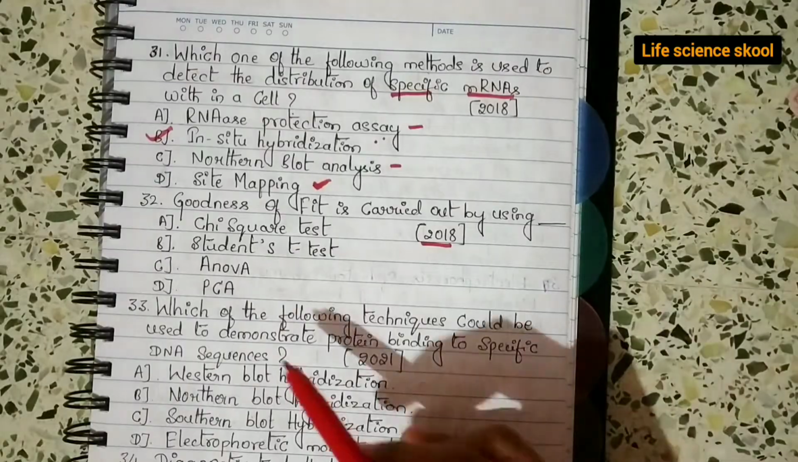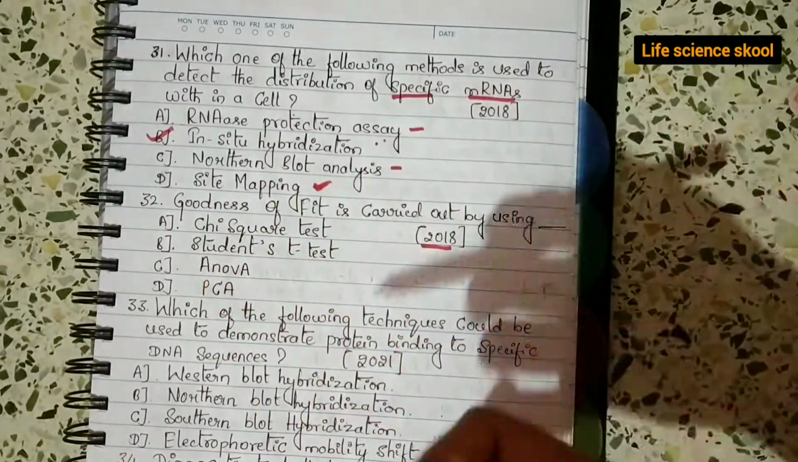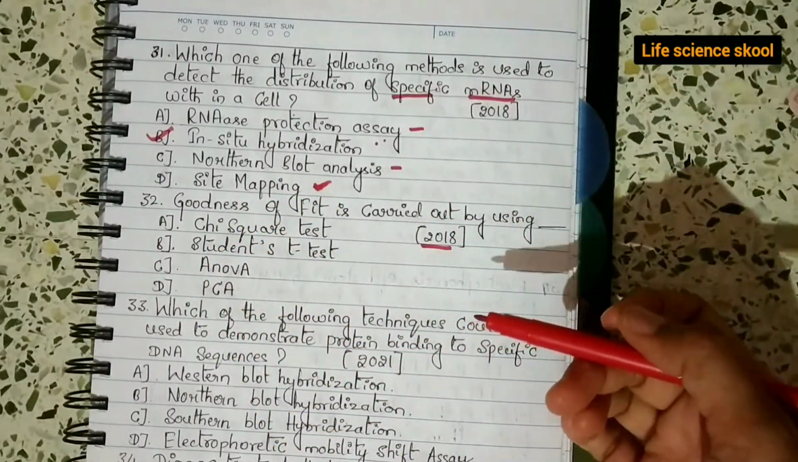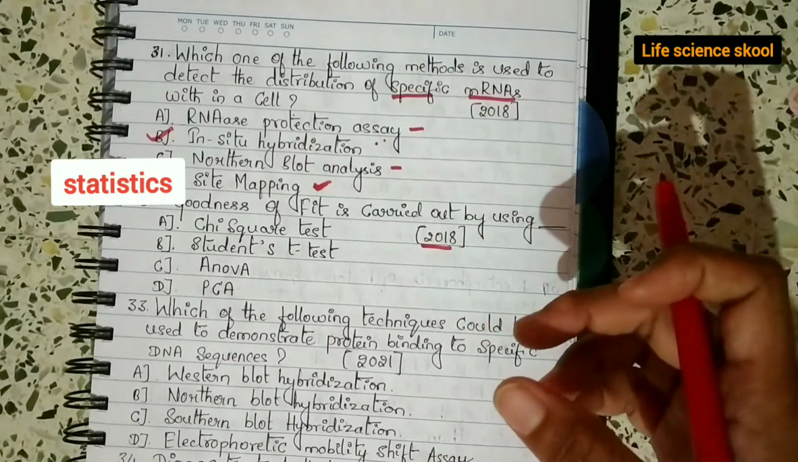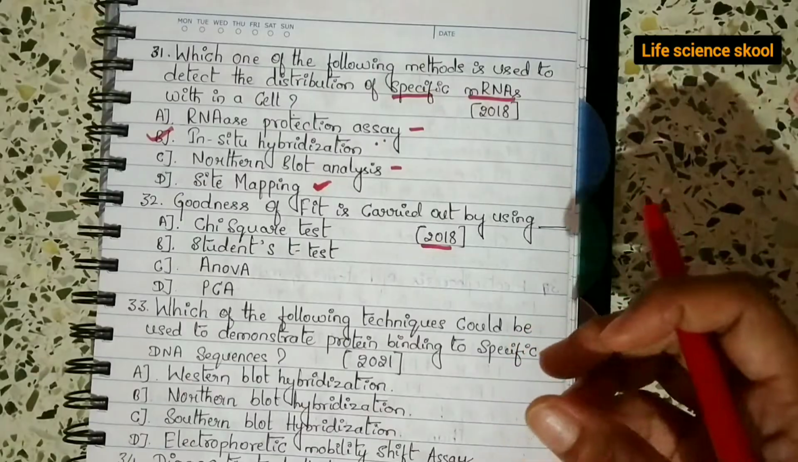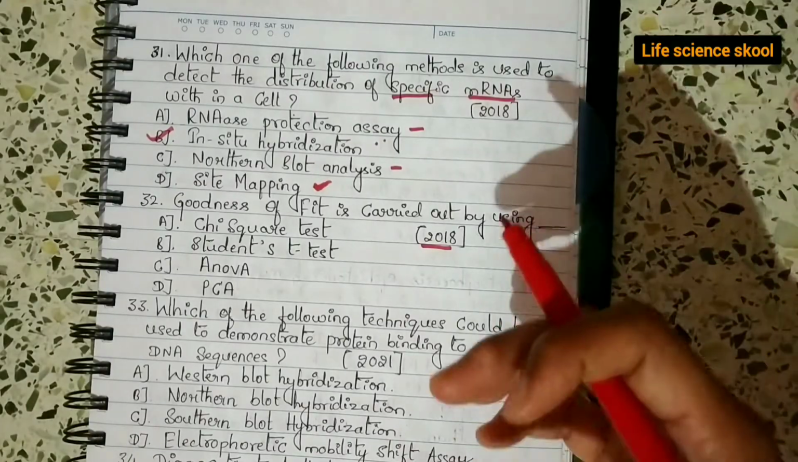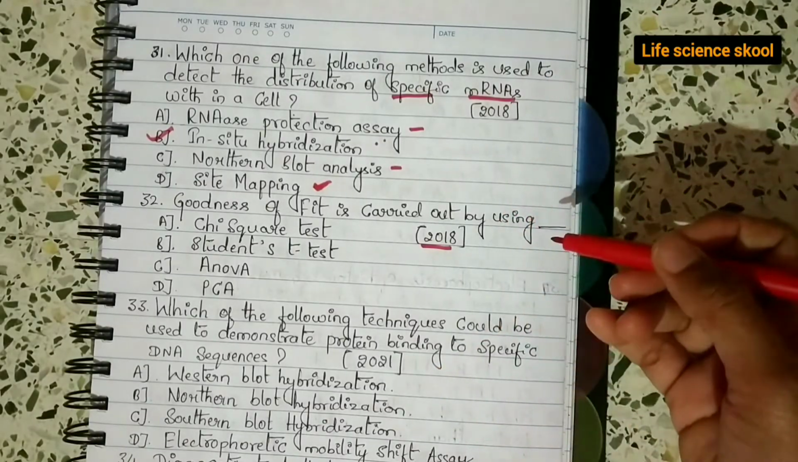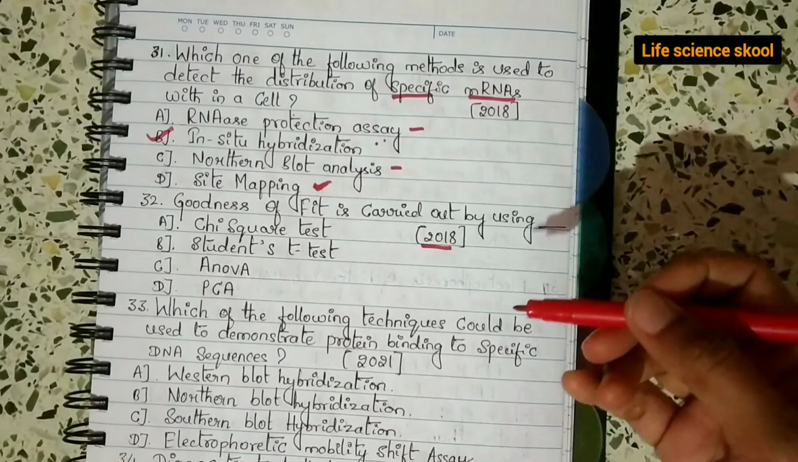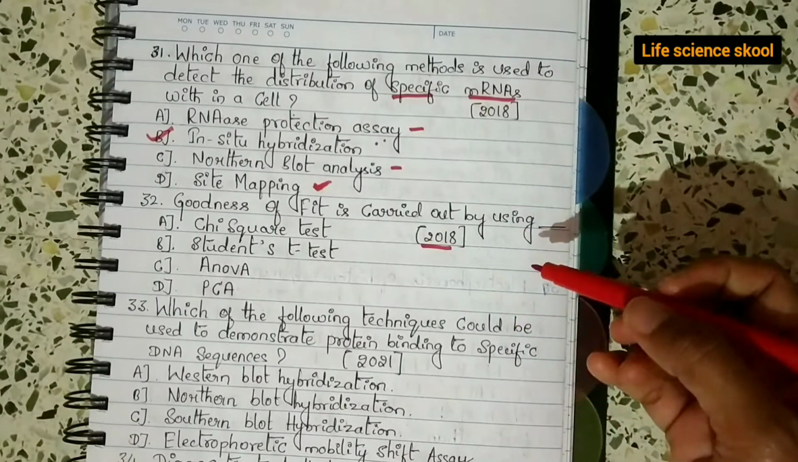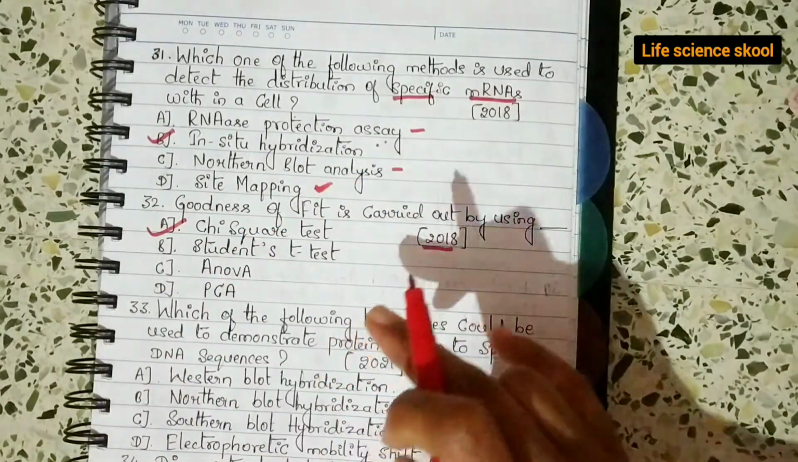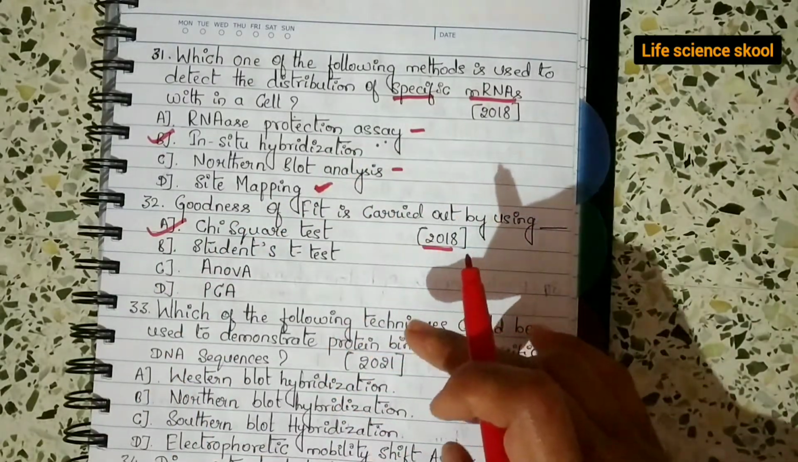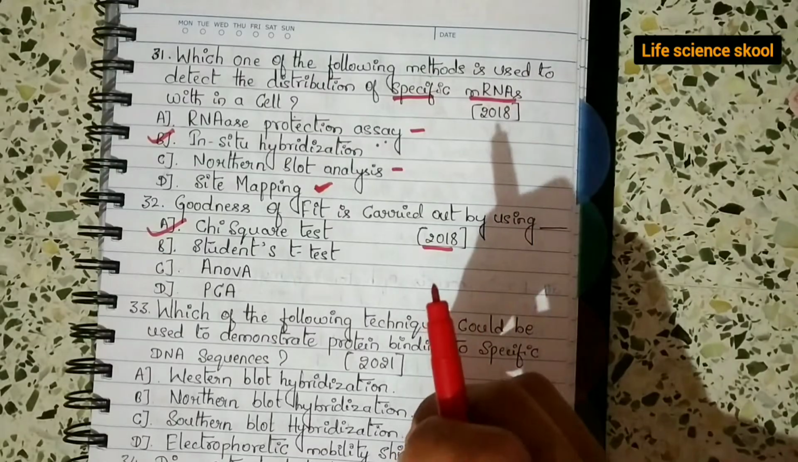Before that, let us know what is this goodness of fit. We are going to study goodness of fit in statistics. This goodness of fit test is used to test if the sample data fits a distribution from a certain population. For that reason the correct answer is option A, that is chi-square test. This is the one which helps in checking the distribution from a certain population.